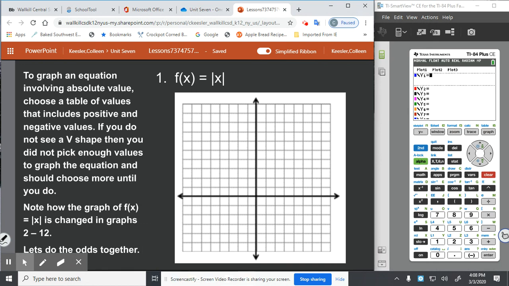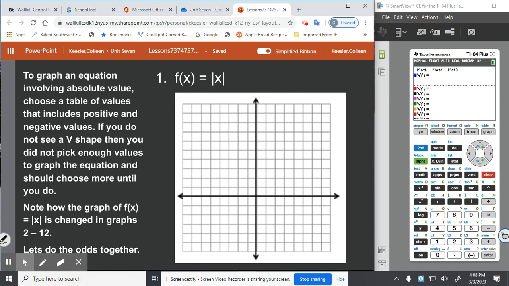To graph an equation involving absolute value, choose a table of values that includes positive and negative values. If you do not see a V shape, then you did not pick enough values to graph the equation and should choose more until you do. Note how the graph of f of x equals absolute value of x is changed in graphs 2 through 12. Let's do the odds together.